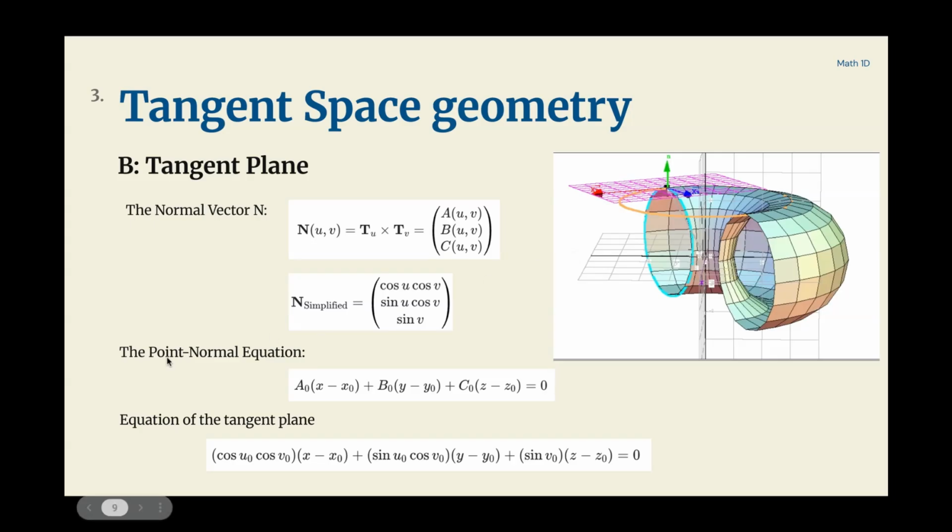So for the point-normal equation, we can find this A, B, C, and this A, B, C is just from this simplified normal vector n. Then you can just plug in this, and we'll get the equation of the tangent plane, which is this, equals 0. That's how we find the equation of the tangent plane. You can see from the picture here, the green arrow is the normal vector, and then the red vector and blue vector are tu and tv. Those are the two vectors. Okay, perfect.